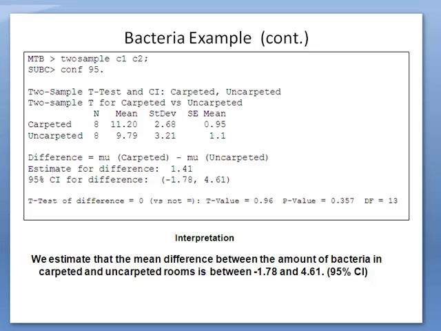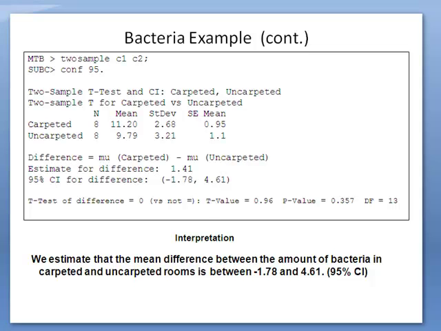Well, this would be the command that you would use, and you would get this output in MINITAB, and there's our 95% confidence interval right there. So our interpretation would be we estimate that the mean difference between the amount of bacteria in carpeted and uncarpeted rooms is between negative 1.78 and 4.61 at a 95% confidence. It's a 95% confidence interval. And as you can see, 0 is contained in this confidence interval, which shows us that the mean difference could in fact equal 0.